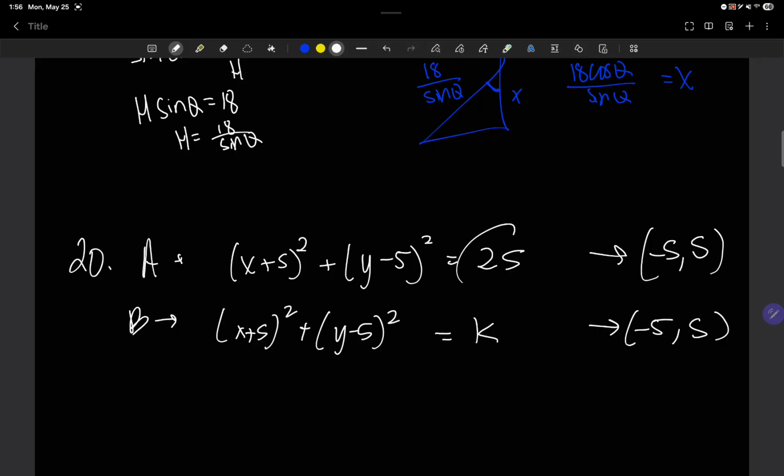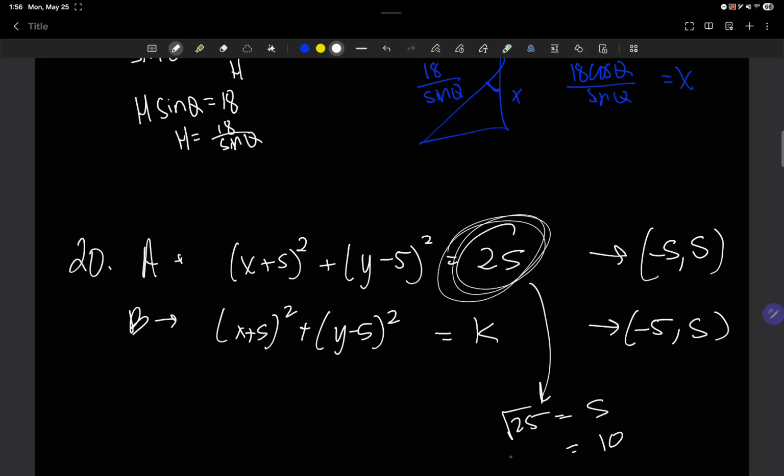That's 100. So to find the radius, you just square root it. And to double it, we want 10. So then to square it. Yeah, so here it doesn't have K squared. It just has x plus 5 quantity squared plus y minus 5 quantity squared equals K. So it wants the squared value. Right. So that's the tricky part.